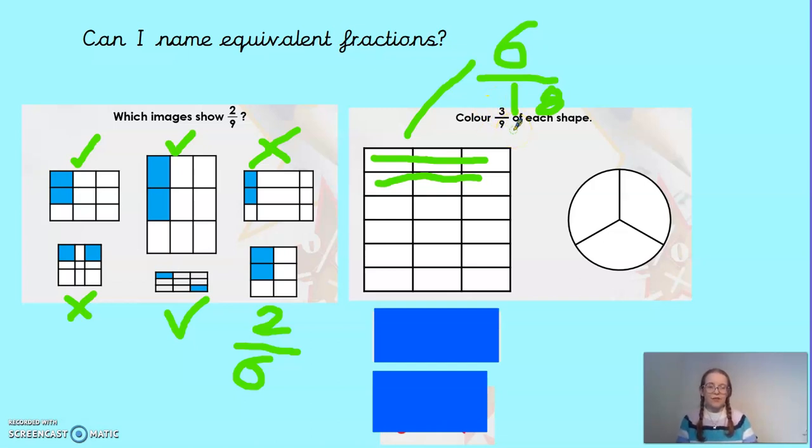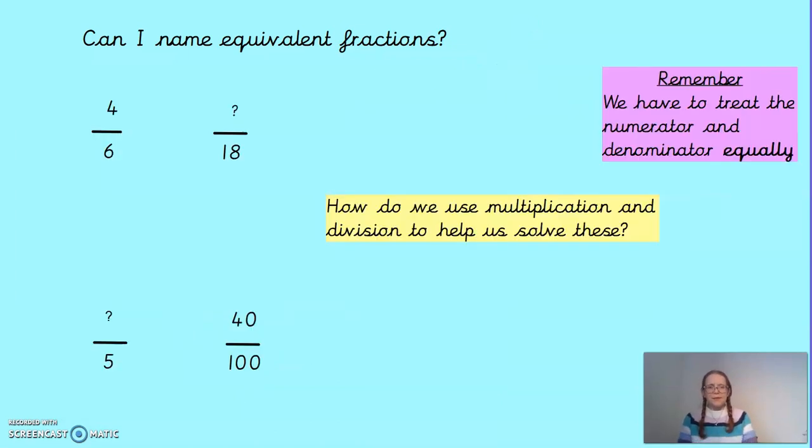All right, let's have a look at this third one. I've got 3 sections. I hope you spotted that if you divided 9 by 3, yep, you got 3. And then if you divide 3 by 3, you get 1. So one of these sections should be coloured in. Let's move on, guys.